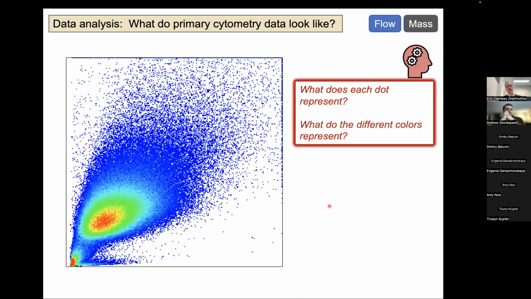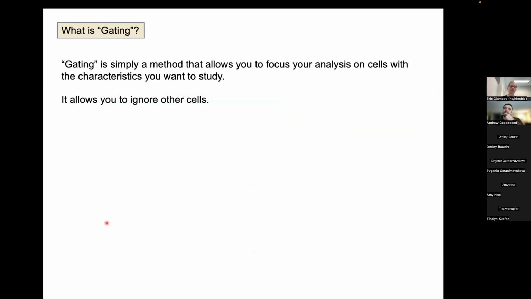Okay, so let's talk about data analysis, compensation, and visualization. So just a reminder, what primary cytometry data look like is often something like this, where an individual dot is data from an individual cell. And in this map, there's a heat map that indicates, when there are multiple cells at the same physical location on the map, it's a greater density. So here, red. Okay. So one of the things you'll often hear about in flow cytometry is gating.